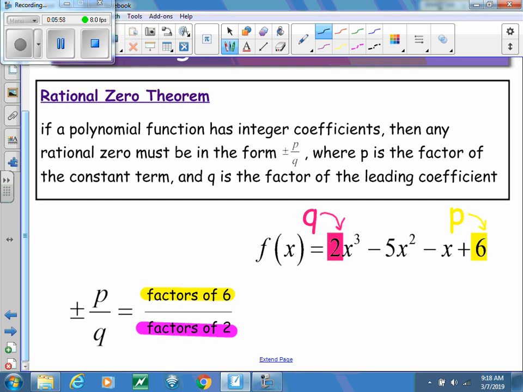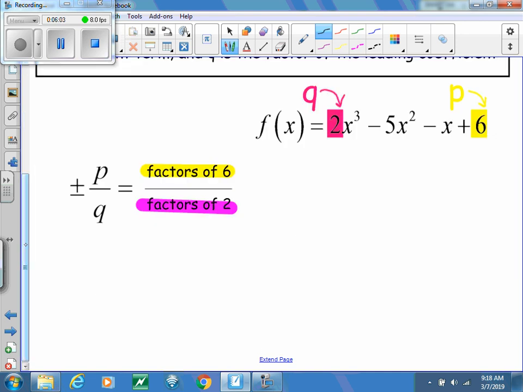So I'm taking a look at the same polynomial, and you'll notice here that the leading coefficient is 2, so that's going to be my q, and then the constant term is the 6, so that's our p. So we're going to be looking at the plus or minus p over q. So we're going to take the factors of 6. Factors of 6 are 1, 2, 3, and 6. Factors of 2 are nice because they are plus or minus 1 and plus or minus 2.